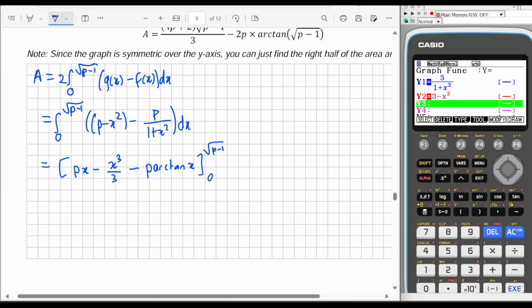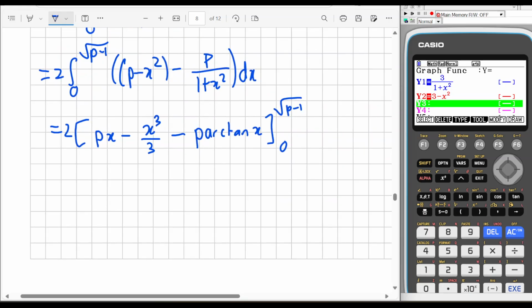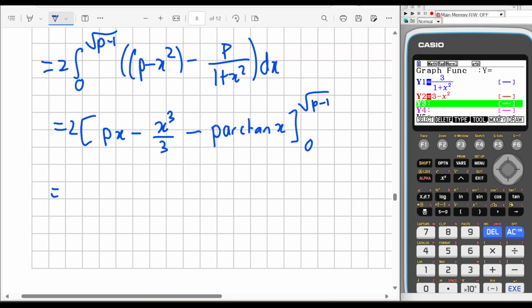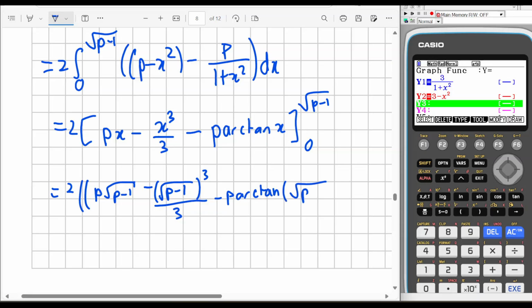And my apologies, I should have times that by 2 because you have to double it to get the whole area. So we're just going to leave a 2 out the front with all of our working. Okay, so this would be 2 times p root p take 1 take, well, the square root of p take 1 cubed over 3 take p arctan of root p take 1.